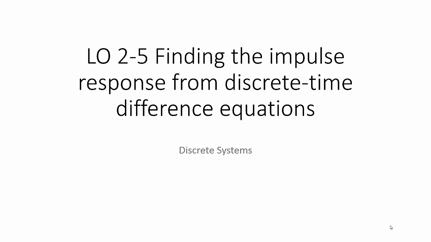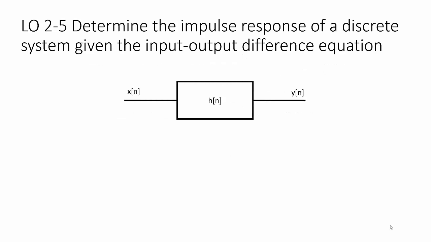Learning Outcome 2.5, Finding the Impulse Response from Discrete Time Difference Equations. You're given a system where the input is x and the output is y. The system is defined by h, the impulse response. The question is, if we know the relationship between x and y, what is h?